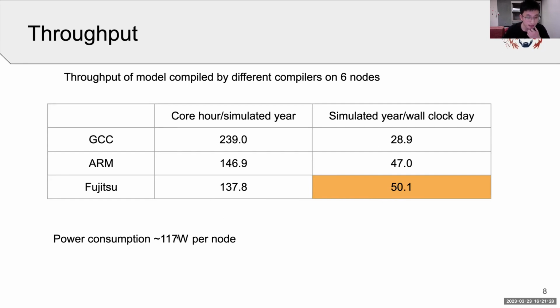And the power consumption of each simulation is around 117 watts per node.